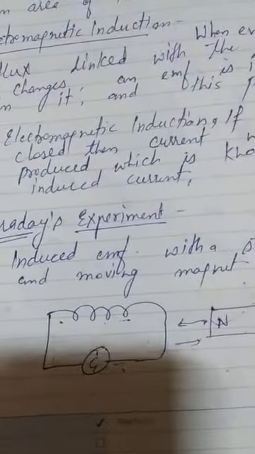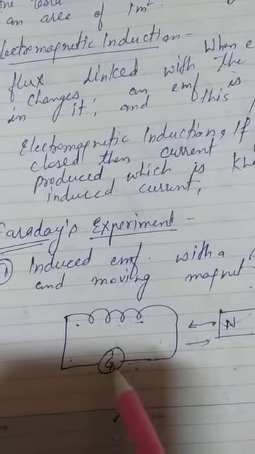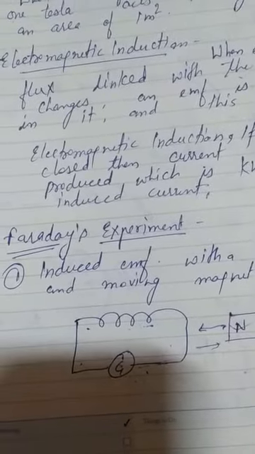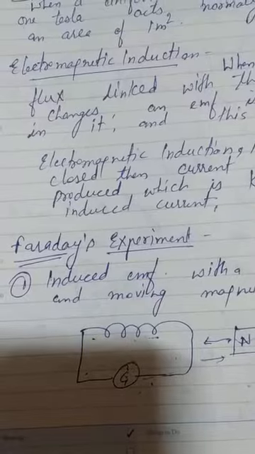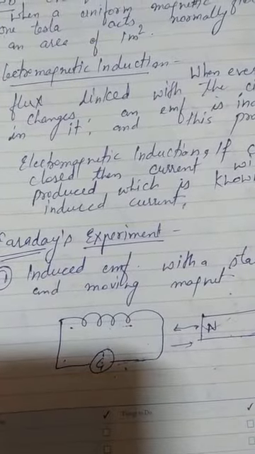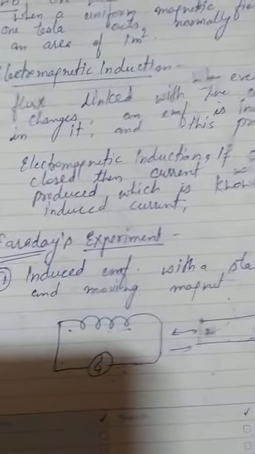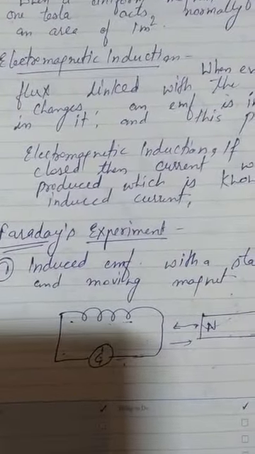And how can we observe this? With the help of the galvanometer. There is a needle on the galvanometer. When there is a deflection in the galvanometer as the magnet moves, we can see that a current is induced inside the coil. Clear now? By this method we can observe it.